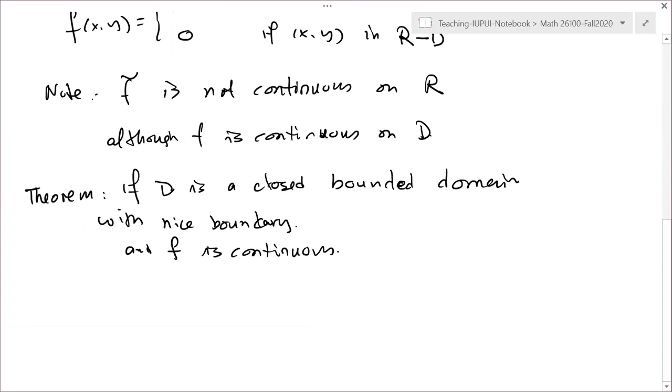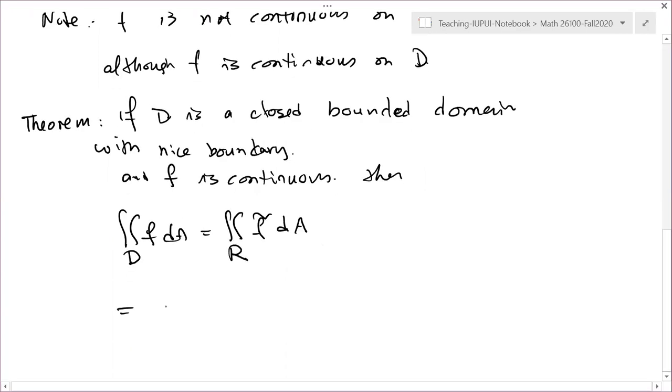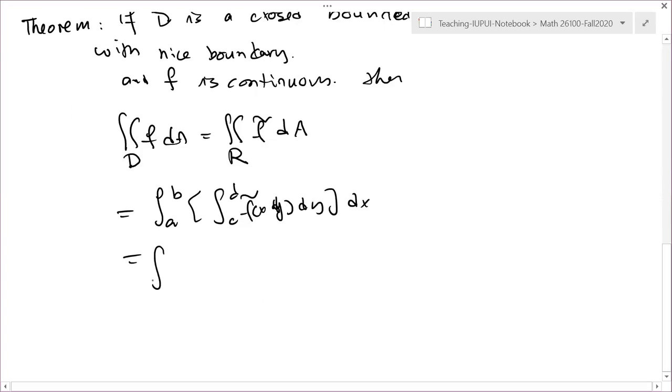Right? Then this double integral of f dA equals this double integral of f2 dot dA, and this can be calculated using the iterated integrals: integral from C to D, integral of f2 dot of x, y, dy, and dx. This is also equal to the integral from C to D, integral from A to B of f2 dot of x, y, dx, and dy. Okay.